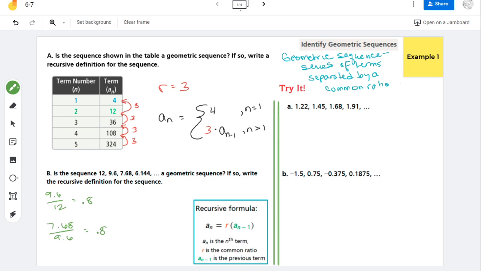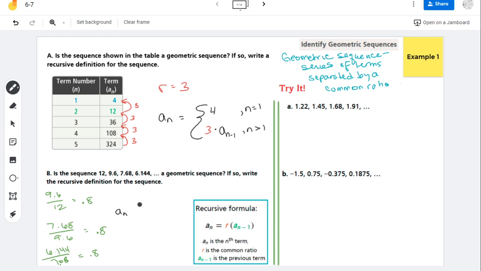I'm going to do one more. 6.144 divided by 7.68, I also got 0.8. So when I divided each term by the term before it, I get 0.8 for each of those. Because that value that it's jumping by is the same every single time, this is a geometric sequence. So now I need to write the equation for it.